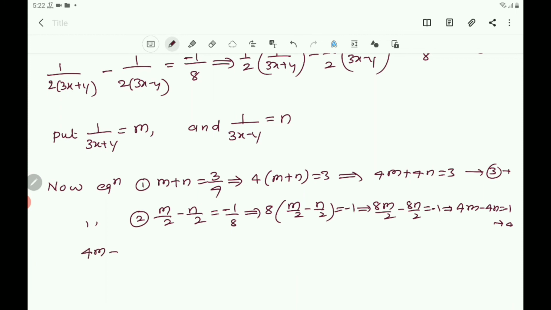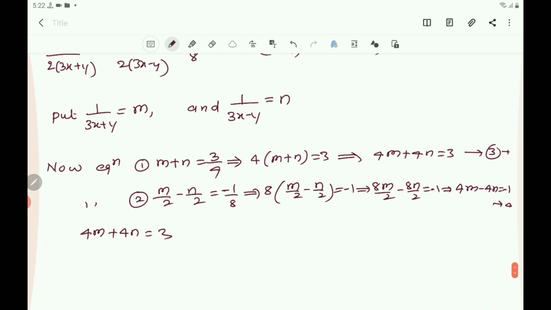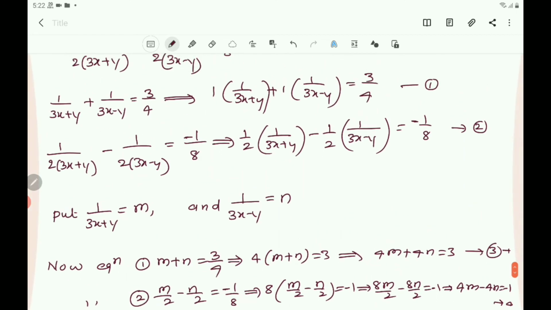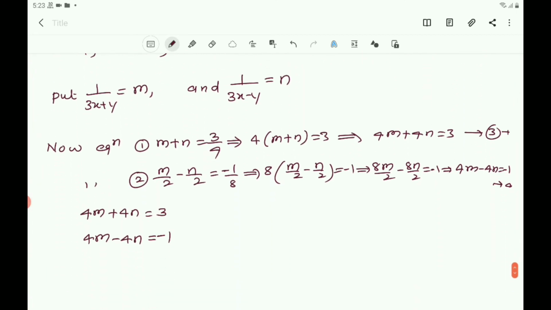4m plus 4n equals 3 and 4m minus 4n equals minus 1. That is 3. This is minus 1. Here the equations are 3 by 4. In the RHS you have 3 by 4 and minus 1 by 2. Finally you got this equation. So this is the third one. This is the fourth one. Here it is. We got here.